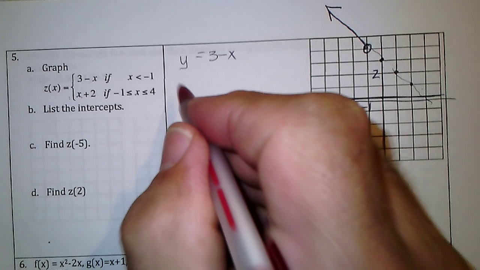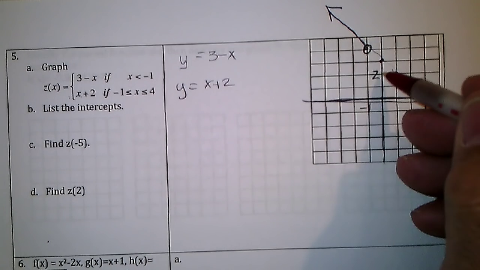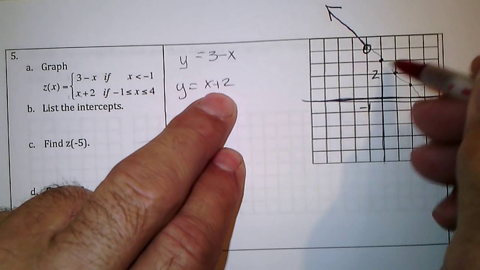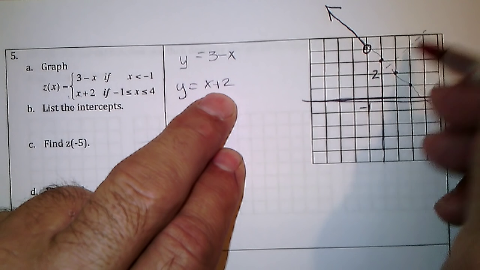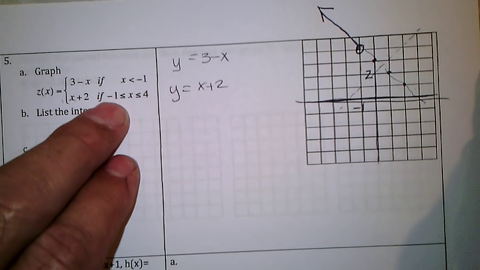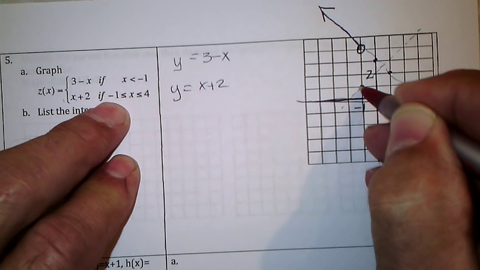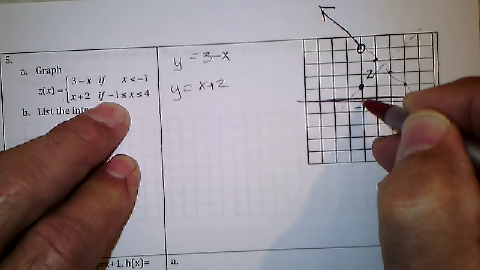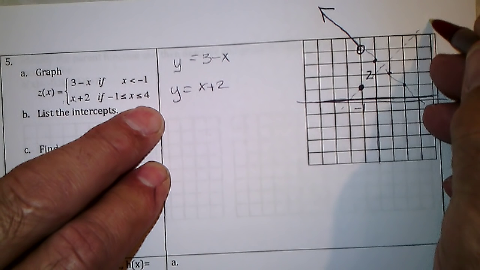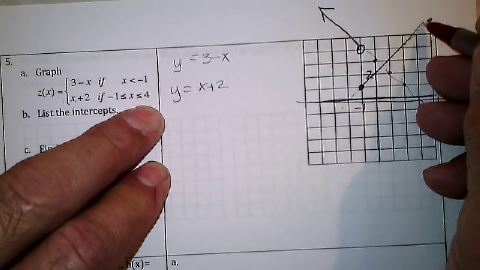The other piece is y equals x plus 2. So when x is 0, we're at 2. When x is 1, we're at 3. And so it's going like this, slope of 1, y-intercept 2. We're supposed to do this from minus 1, including the minus 1. Minus 1 in the x is right there, to up till 4. 1, 2, 3, 4. So that would take me clear to there. And it was including on that end.